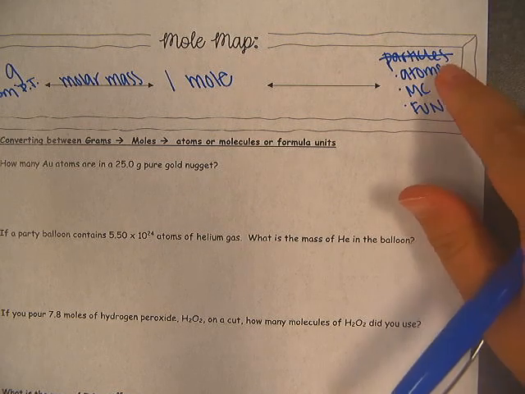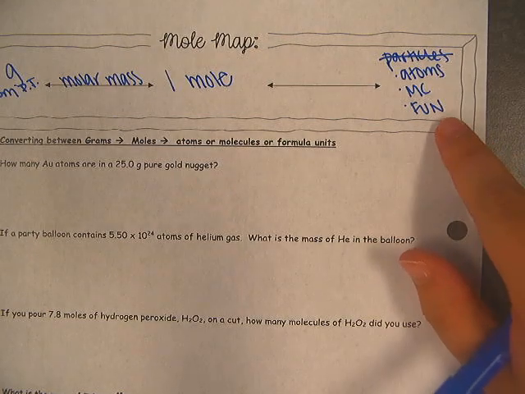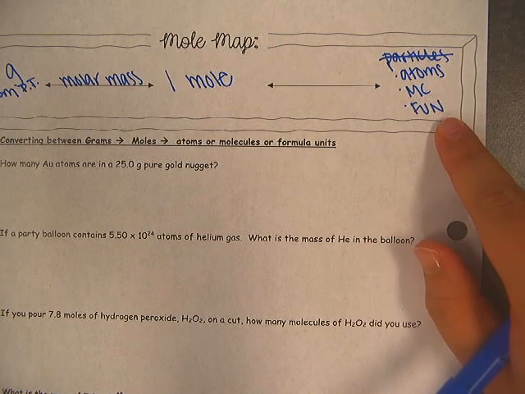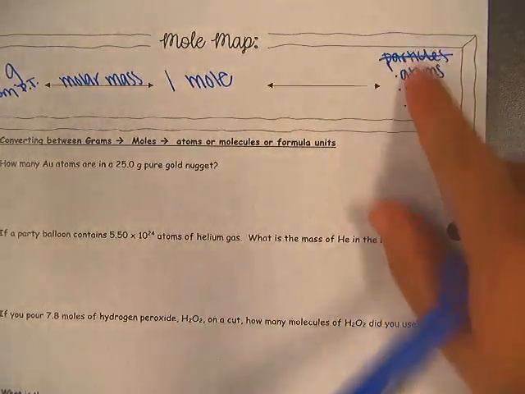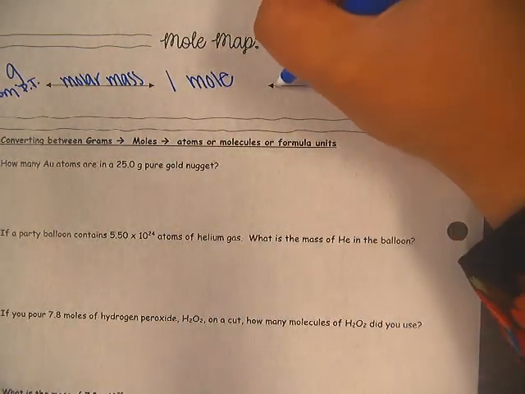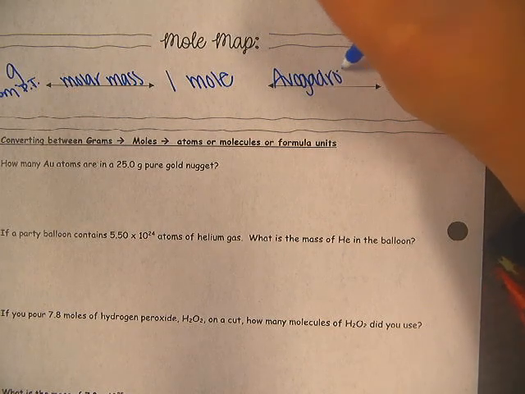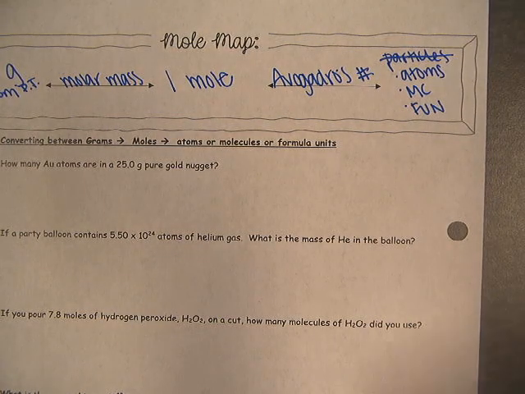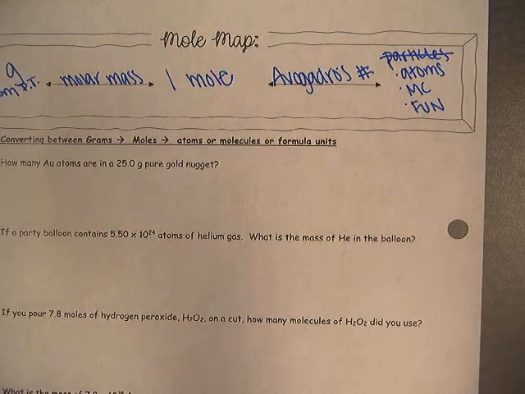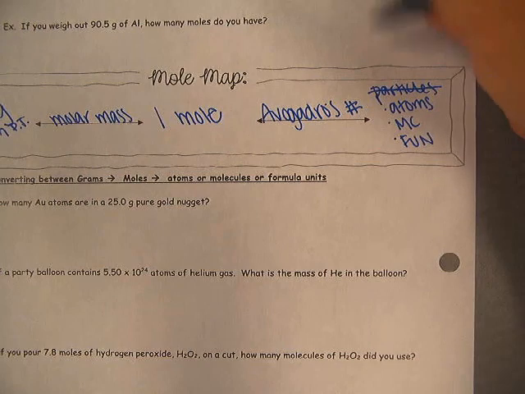So if it's a single element, it's an atom. If it's a covalent compound, it's a molecule. And if it's an ionic compound, it's a formula unit. To convert between moles and one of these 3 kinds of particles, we use Avogadro's number. And as a reminder, that number was 6.02 times 10 to the 23rd power. So I'm going to write that up here.